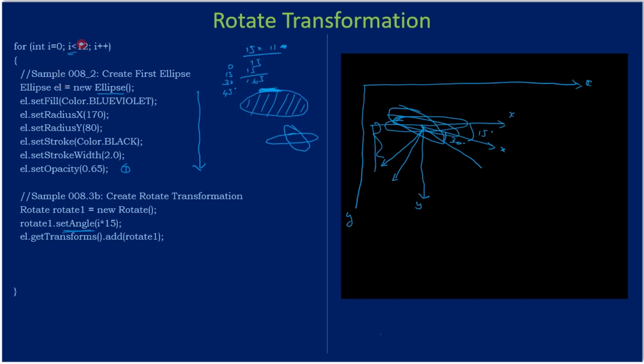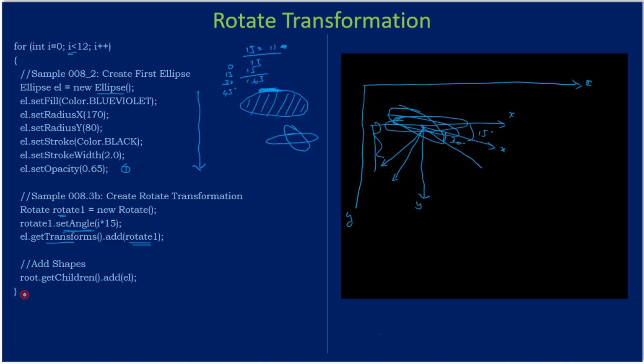The loop runs for 12 times, 0 to 11, so 12 times. So we will be creating 12 ellipses, and for each ellipse we will be getting the transformation and adding the rotate transformation which we create here.